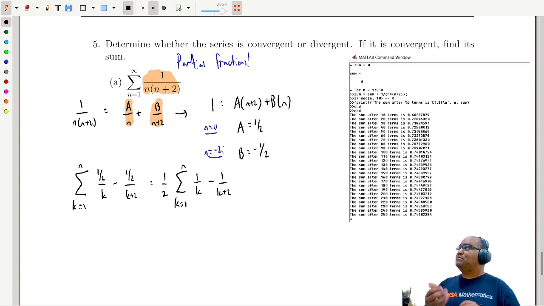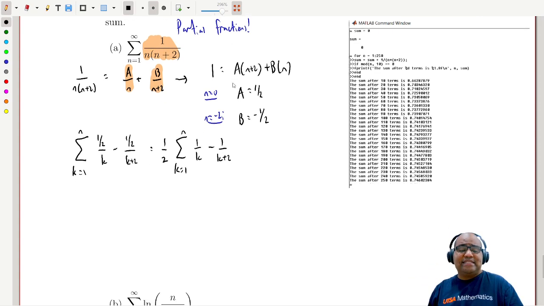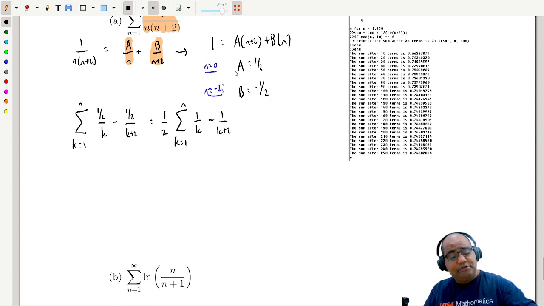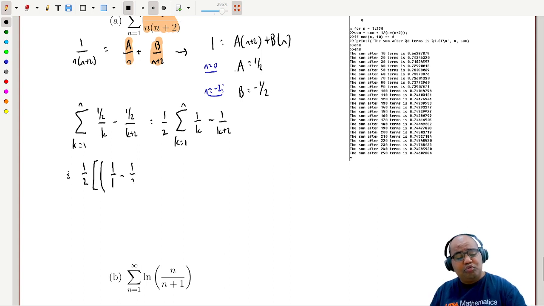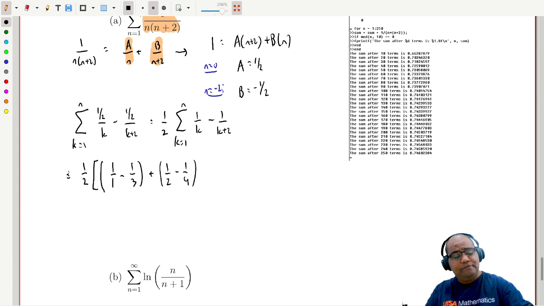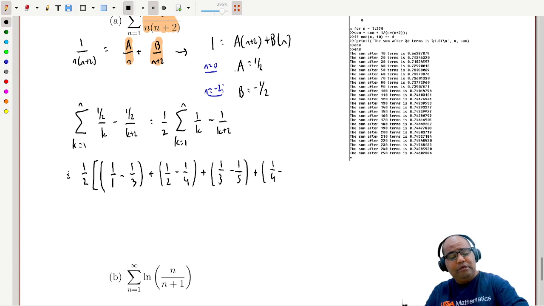Now I'm going to write out some terms of this thing. We're going to expand and explore. Let's see what happens here. When k equals 1, my pairing is 1 over 1 minus 1 over 3. Then when k equals 2, I'll have 1 over 2 minus 1 over 4. Next we'll have k equals 3, 1 over 3 minus 1 over 5. And just for good measure, 1 over 4 minus 1 over 6. You'll see that this pattern will continue.